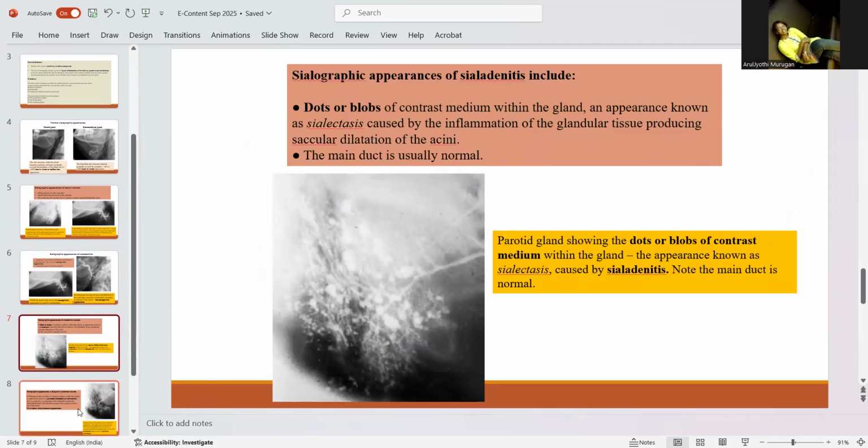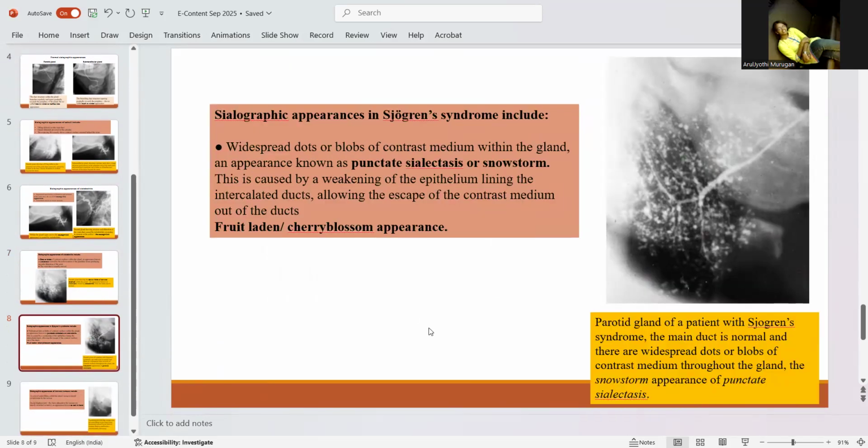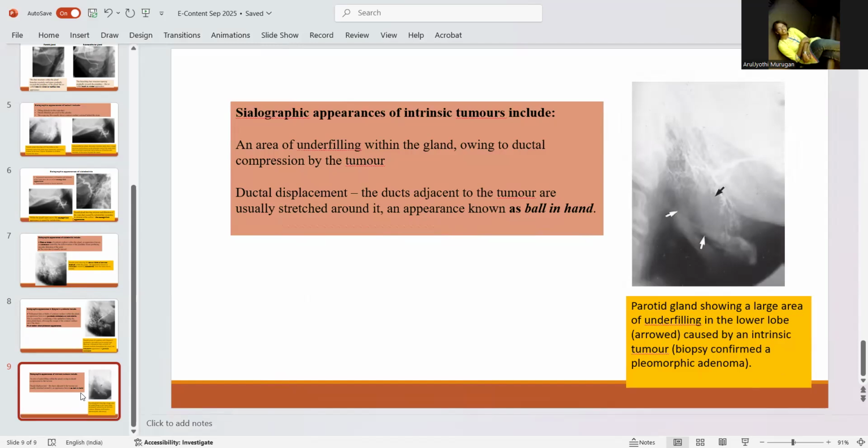In the case of sialadenitis, it appears as dots or blobs of contrast media in the gland. This appearance is known as sialectasis, where there is inflammation of the glandular tissue, producing saccular dilatation of the acini. In the case of Sjogren syndrome, it appears as a fruit-laden tree or cherry blossom appearance, like a snowstorm appearance. In the case of tumors, the sialographic appearance of the ductal system would be like a ball in hand appearance.